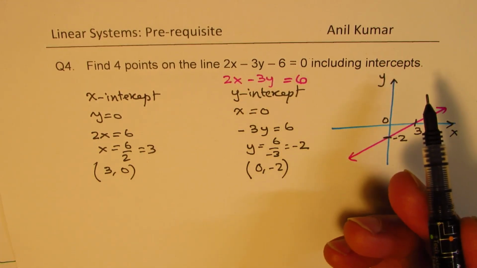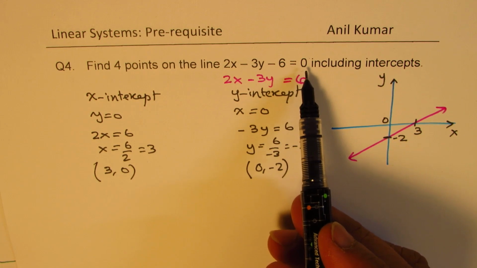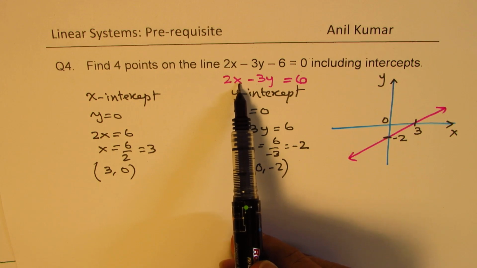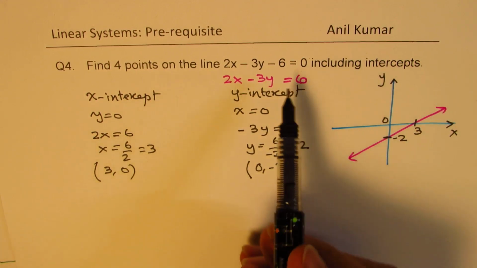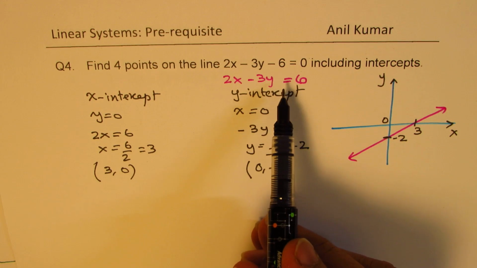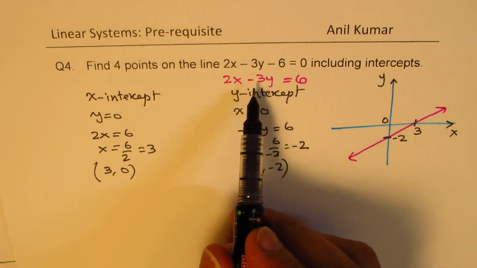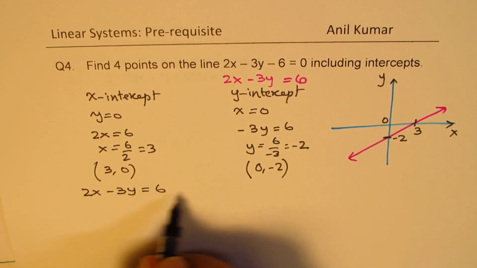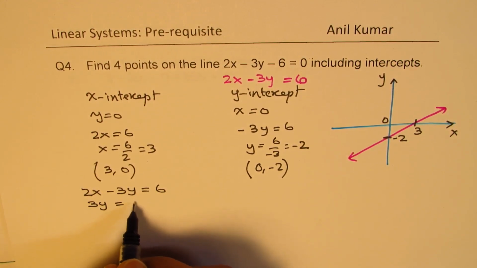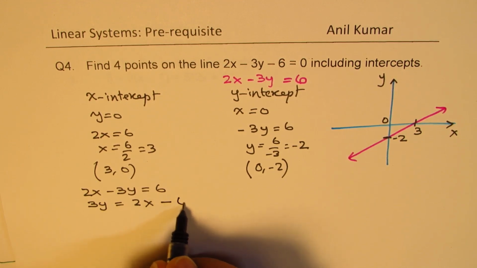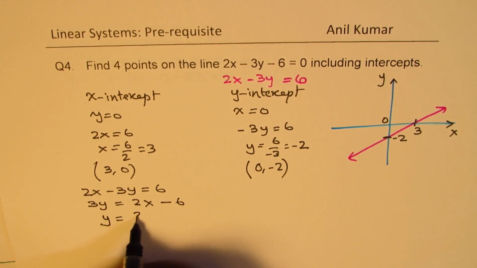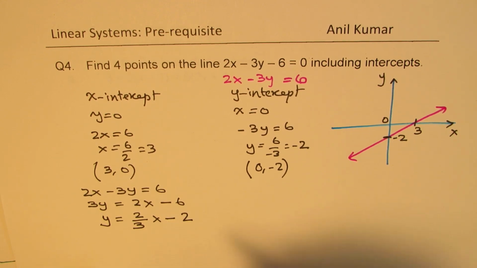We need to find the other points, right? How could we find other points? Well, one way is you just substitute any value for x and find the value of y. You could do that. Or you could write this in slope-intercept form. So we have 2x minus 3y equals 6. Let's rearrange. We get 3y equals 2x minus 6. So I take this on the right side, 6 on the left side. Dividing by 3, we get y equals 2 over 3 x minus 2, right? So that becomes our equation.